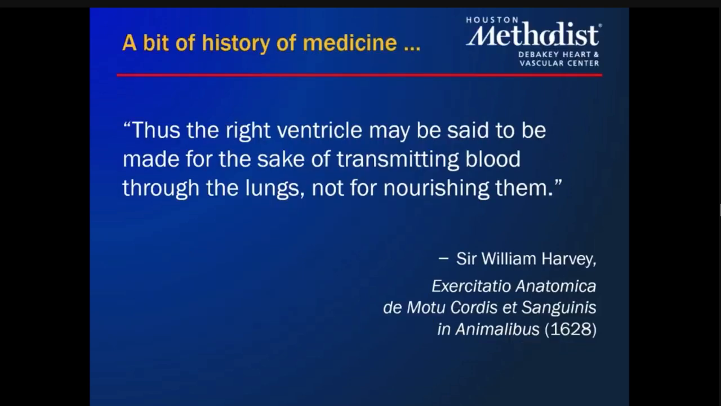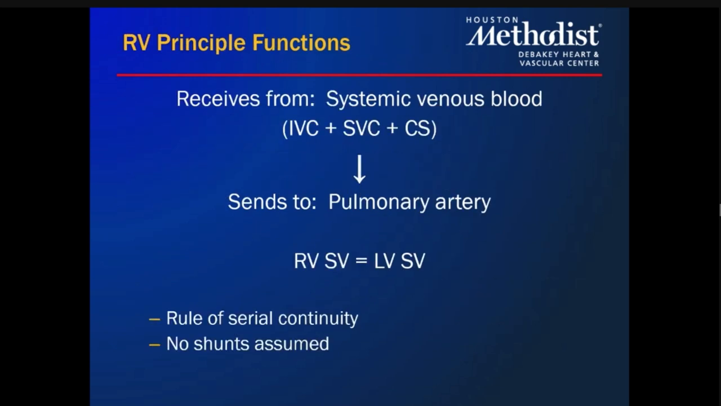Just a bit of history. Sir William Harvey back in the day discussed the right ventricle for the sake of picking up blood from the body and transmitting it to the lungs, but not for nourishing them. The basic idea behind the right ventricle is it receives blood from the systemic circulation, be it through the IVC, the SVC, or the coronary sinus, and sends it to the pulmonary artery where the gas exchange occurs, and then the blood returns through the pulmonary veins back to the left atrium, where the left ventricle then takes over and does its work.